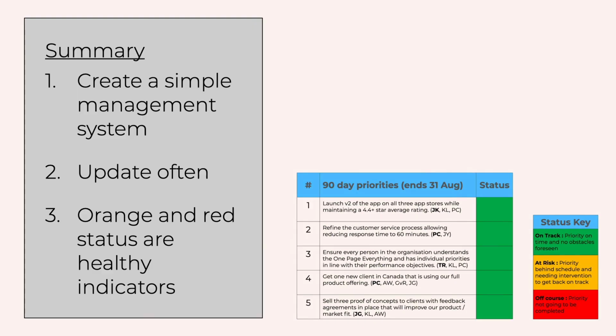So in summary, create a simple management system. As you can see, you can track this using a spreadsheet or a Microsoft Word document or a Google Sheet. Very, very simple. Update it often. Make sure the person accountable is updating it. And orange and red statuses are healthy indicators. They tell us that attention is needed. So don't avoid them at all costs. Rather, label them quickly orange and red so you can move the reds to the oranges and the oranges to greens.